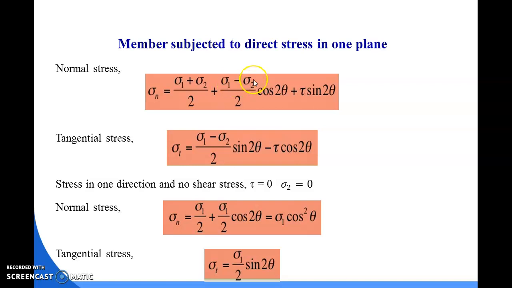Then the second term has sigma 2 as 0 and cos 2 theta, that is sigma 1 by 2 and sigma 1 by 2 cos 2 theta. From this we can calculate and get sigma 1 cos square theta. While calculating the tangential stress, we put sigma 2 as 0 and tau as 0. So only sigma 1 by 2 sine 2 theta is the value of tangential stress for the criterion of direct stress in one plane only.